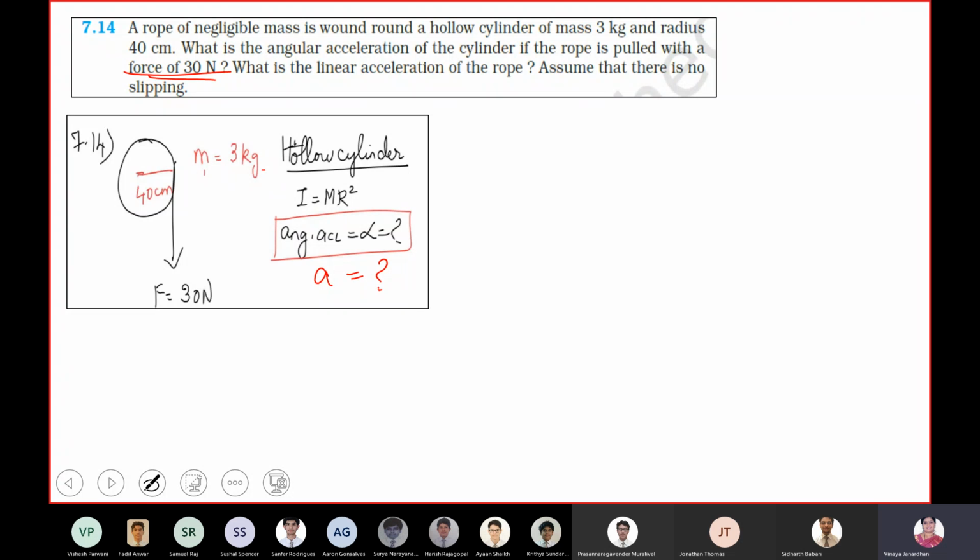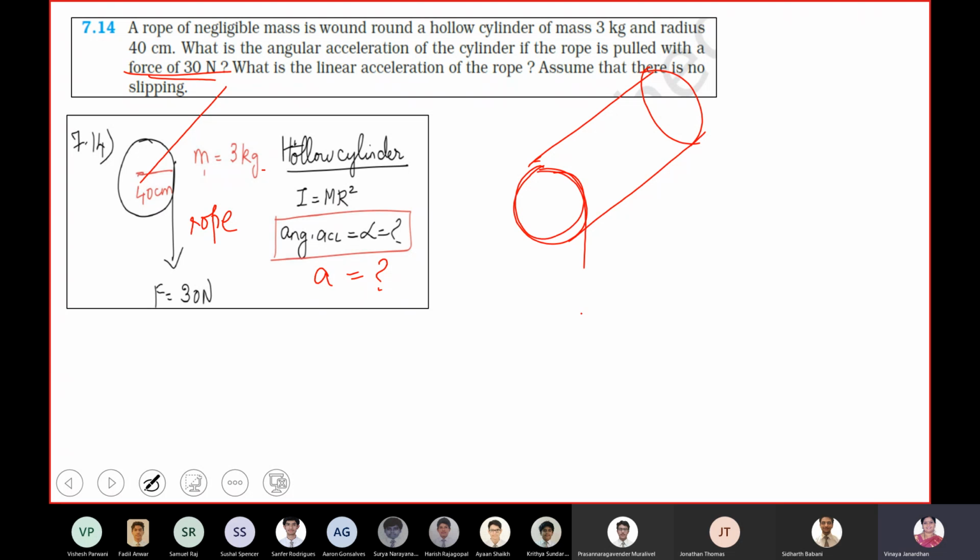If you can see, for the hollow cylinder, when you're pulling this rope, this cylinder is going to rotate about an axis passing through its center, and along the axis. Can you imagine? This is only the cross section of the cylinder, boys. It will be like this. Only the cross section of the cylinder you are looking at.